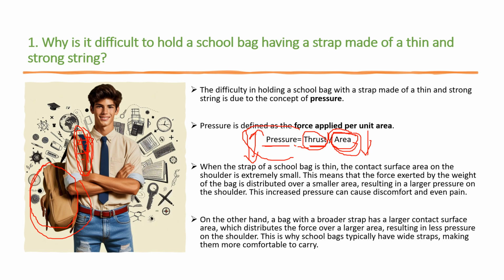So when the strap of a school bag is thin, the contact surface area on the shoulder is extremely small, right here.